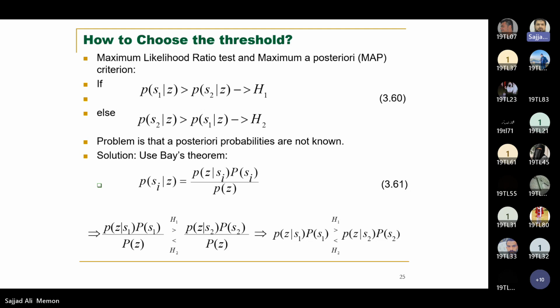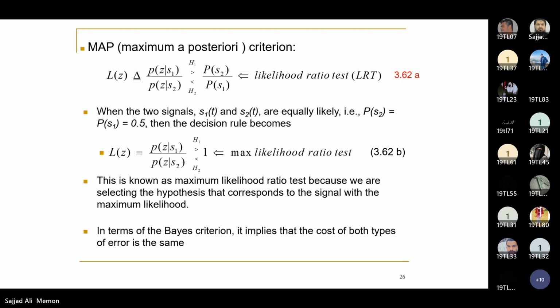So what we did, we simply substituted the values. See this: P of Z given S1, P of S1, over P of Z. If this is greater than this, then it is H1. If it is less than this, then it is H2. This is P of Z given S2, P of S2, and P of Z. This implies that P of Z and P of Z will cancel out, since both are the same on each side. So the remaining things are different from each other. If this part is greater than this part, then it is hypothesis H1. If it is less, then it is hypothesis H2. So that is the maximum a posteriori criterion.